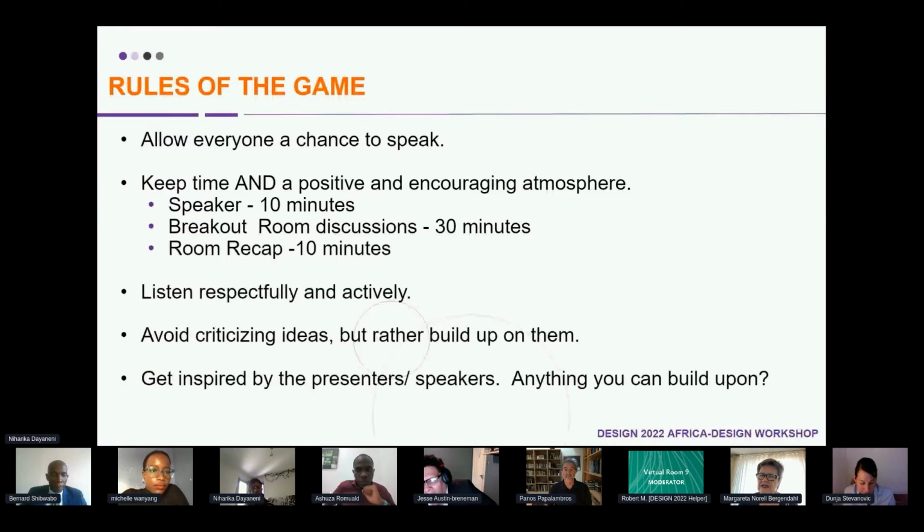And then we have 20 minutes by the end, before 14:20, to recap what were the main discussions and main findings in your group. So we kindly ask you to try to keep time. And then, of course, we listen respectfully and actively to each other and avoid criticizing. Build upon each other and get inspired by each other. Is there anything to build on, or is there anything I don't agree on?